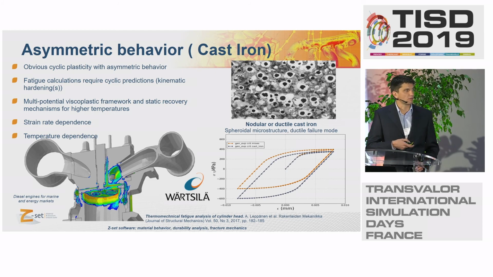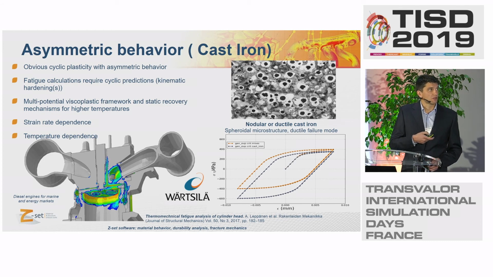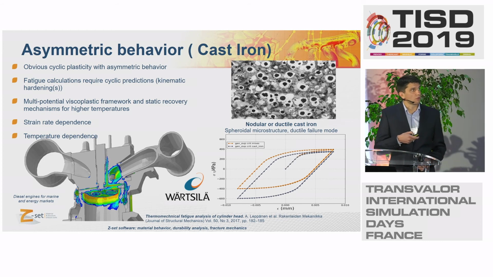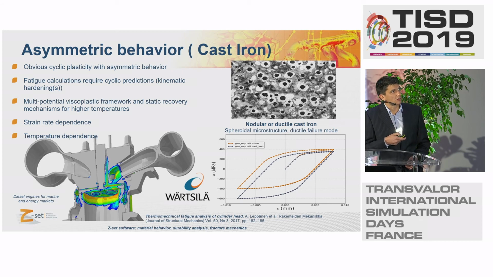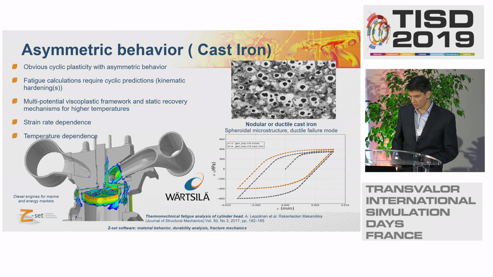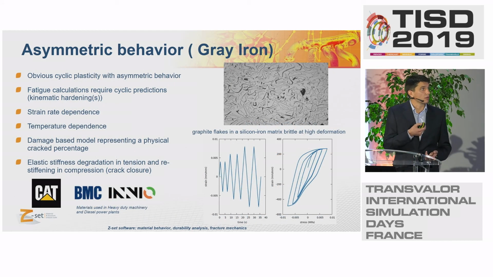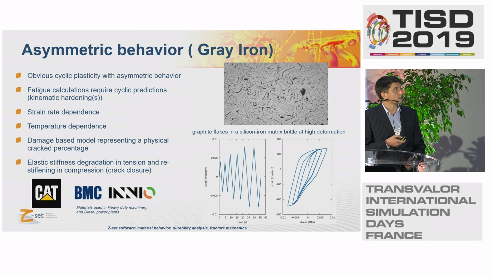So we work with Wärtsilä company in Finland on those applications, and the material microstructure is shown here. Because of this microstructure, because of the voids and the holes and actually porosity present in the microstructure, the response is not symmetric in tension and compression. It's very easy to take into account in the model, choosing the right yield criterion.